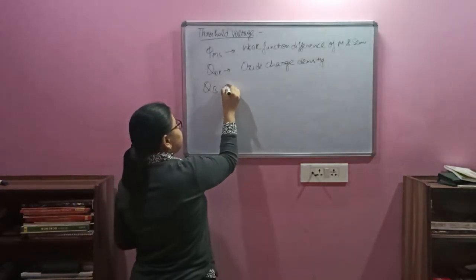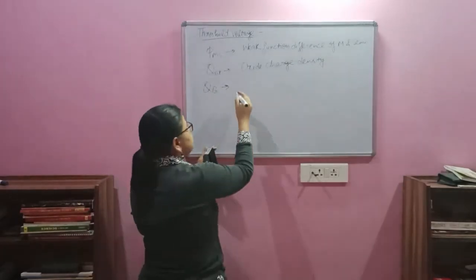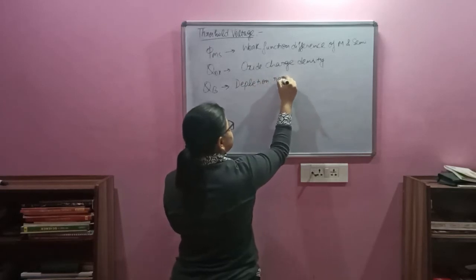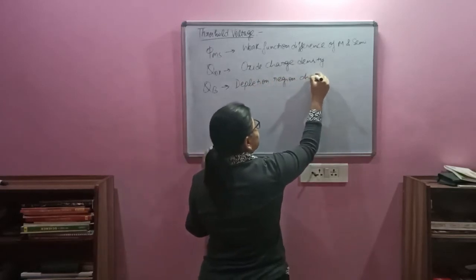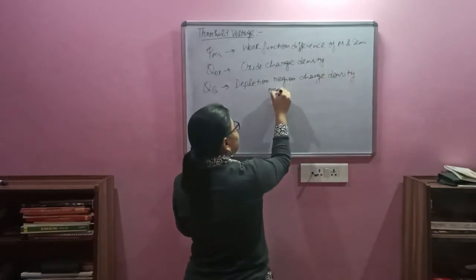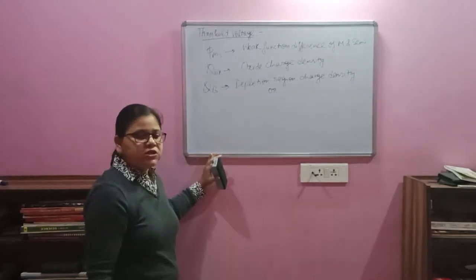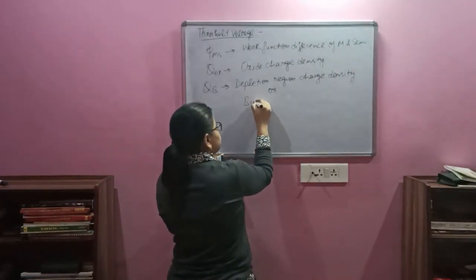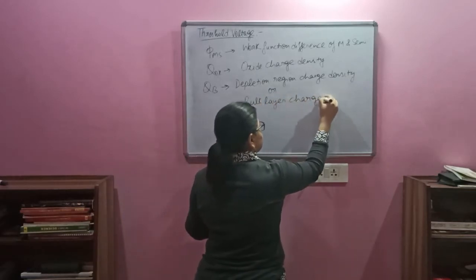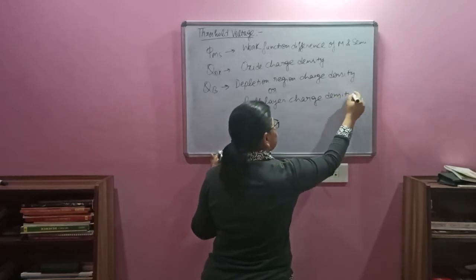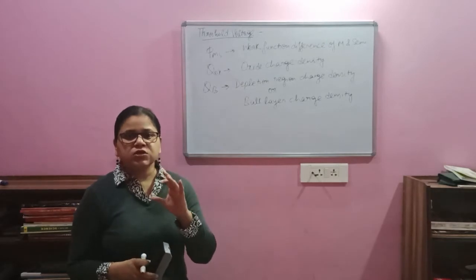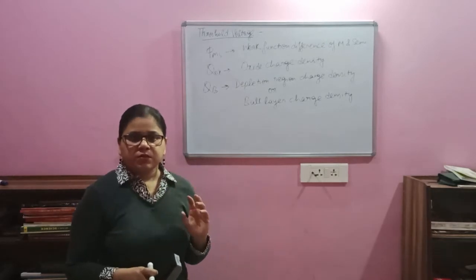Then third is QB. QB is the depletion region charge density, or it is also known as bulk layer charge density. So basically this QB is the charge density of the bulk region, which is the lower region of the substrate of the MOSFET.